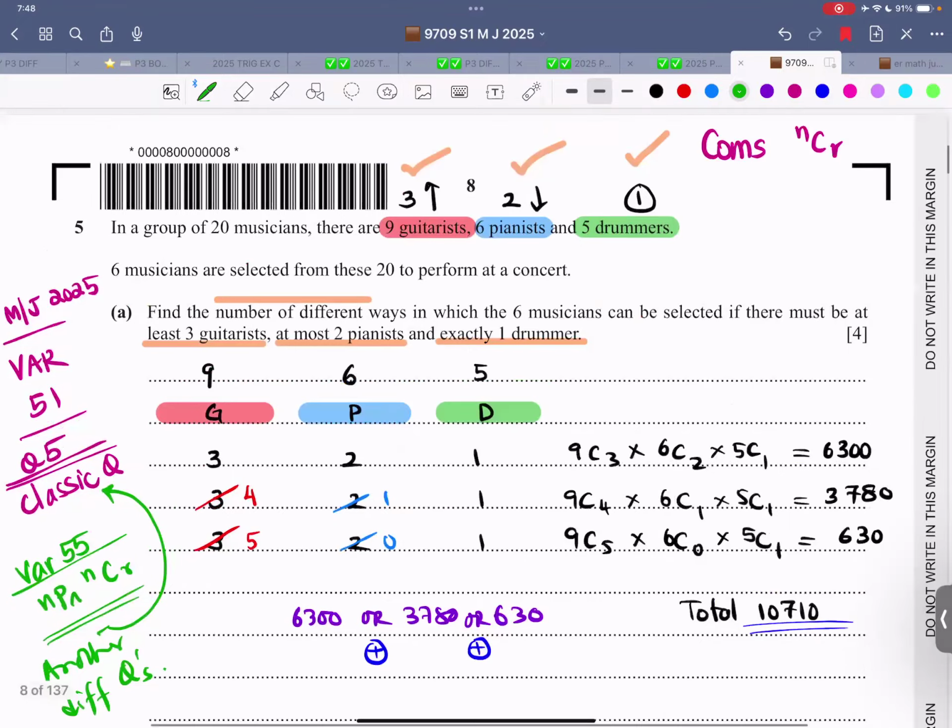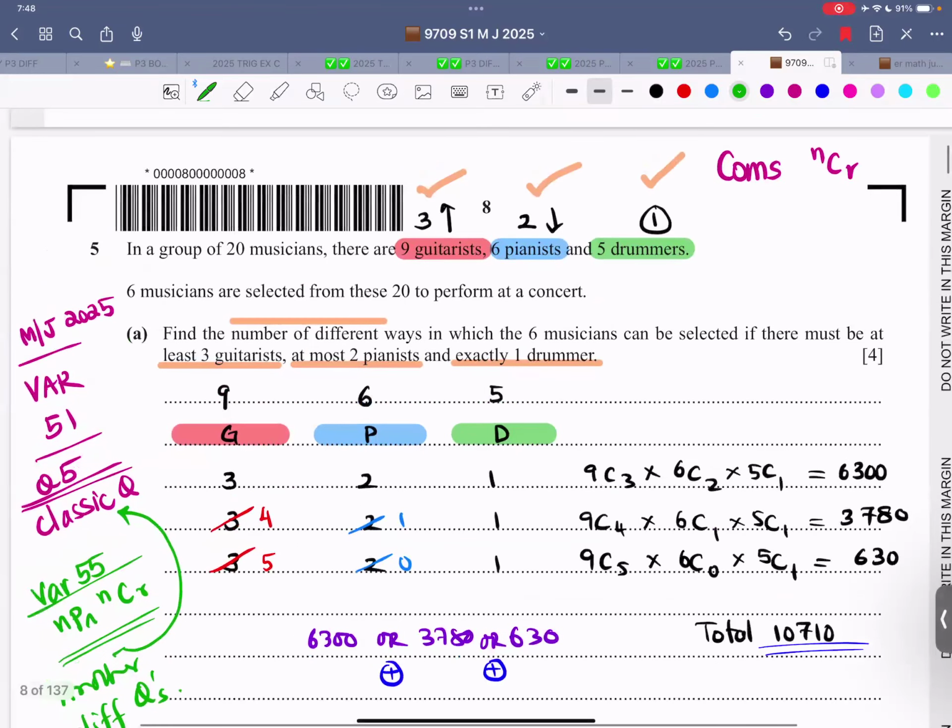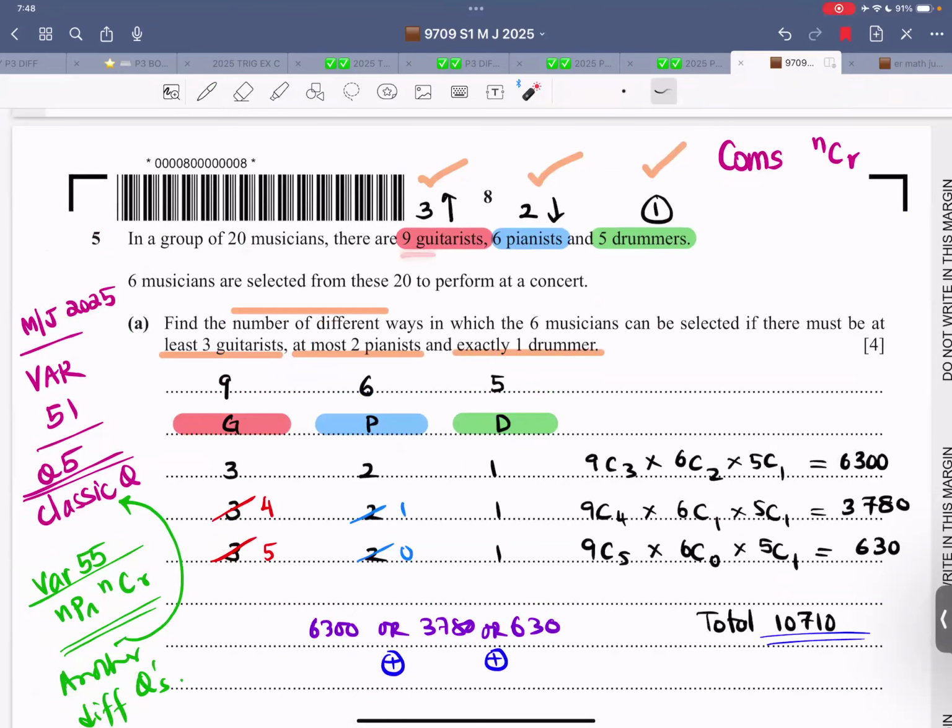Coming back to this, it says in a group of 20 musicians, there are 9 guitarists, 6 pianists, and 5 drummers. 6 musicians are selected from these 20. So 9 plus 6 is 15, 15 plus 5 is 20, to perform at a concert. Now, part A: find the number of different ways in which the 6 musicians can be selected. That means it is combination, if there must be at least 3 guitarists, at most 2 pianists, and exactly 1 drummer.